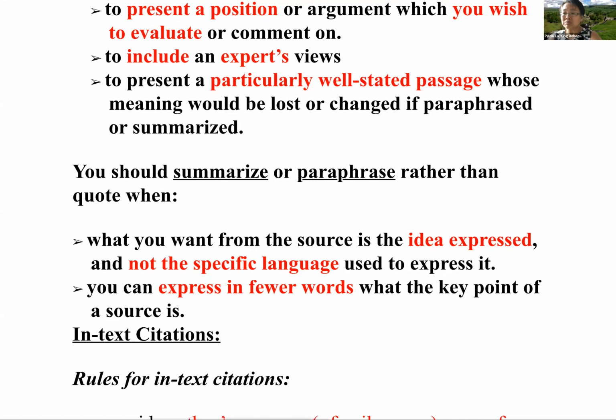Just like in your WC1, sometimes students, I ask you, put a quotation and explain it. You may not explain the right idea. Then I can see you don't really quite understand the text. So in a way, this is for the teachers to check whether you understand the original meaning.